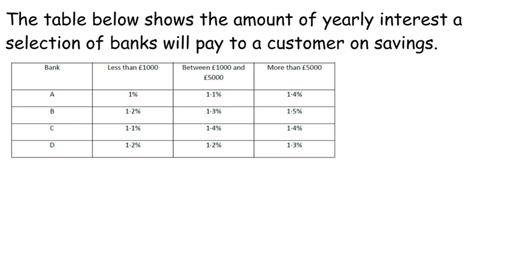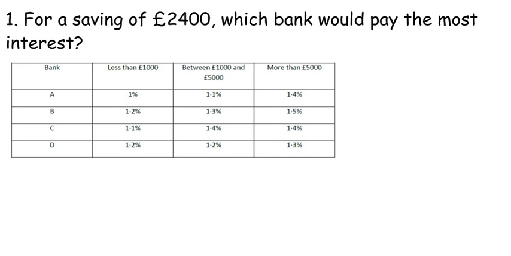In a question like this, you're just asked to read the table and work out a particular piece of information from it. So let's look at just a couple of the questions that were in your practice booklet. For a savings amount of £2,400, which bank is going to pay you the most interest?